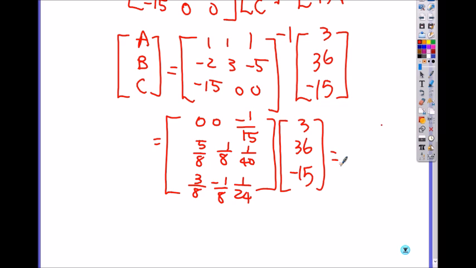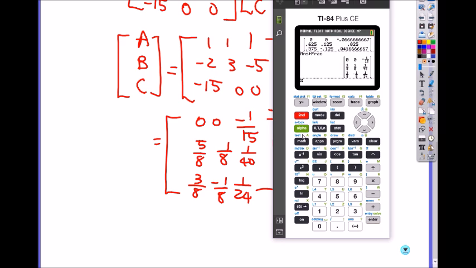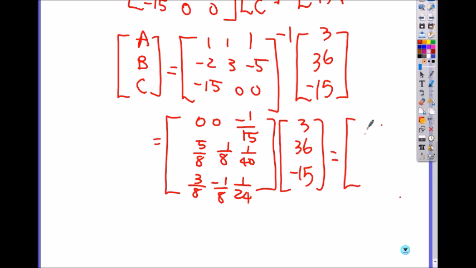Times 3, 36, negative 15. What is that equal to? So again, do second matrix A inverse times second matrix B. Press enter. I get 1, 6, negative 4. Math, enter, enter.